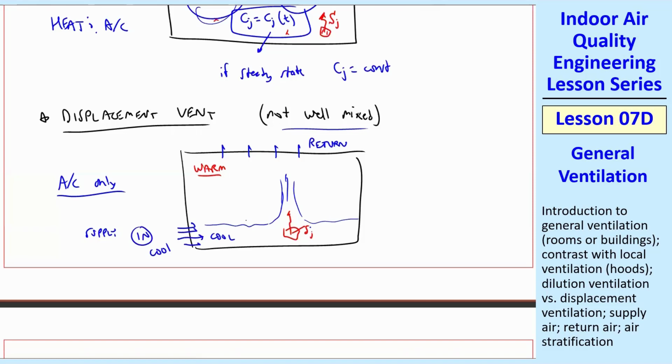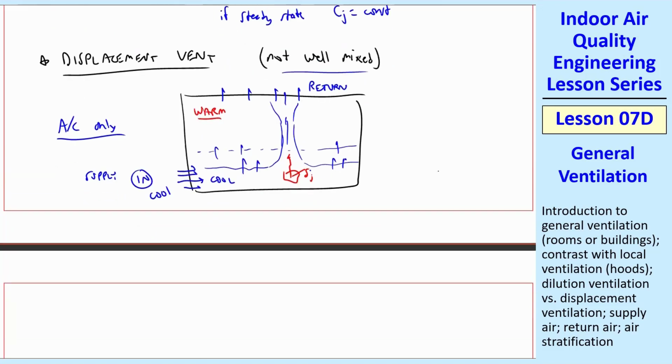You're displacing. This is like a piston, and the source just kind of comes up and goes out, this plume of contaminated air. The rest of the air kind of has a piston effect, like we talked about with filling tanks, that displaces the air and just pushes it up. That's more popular in Europe.